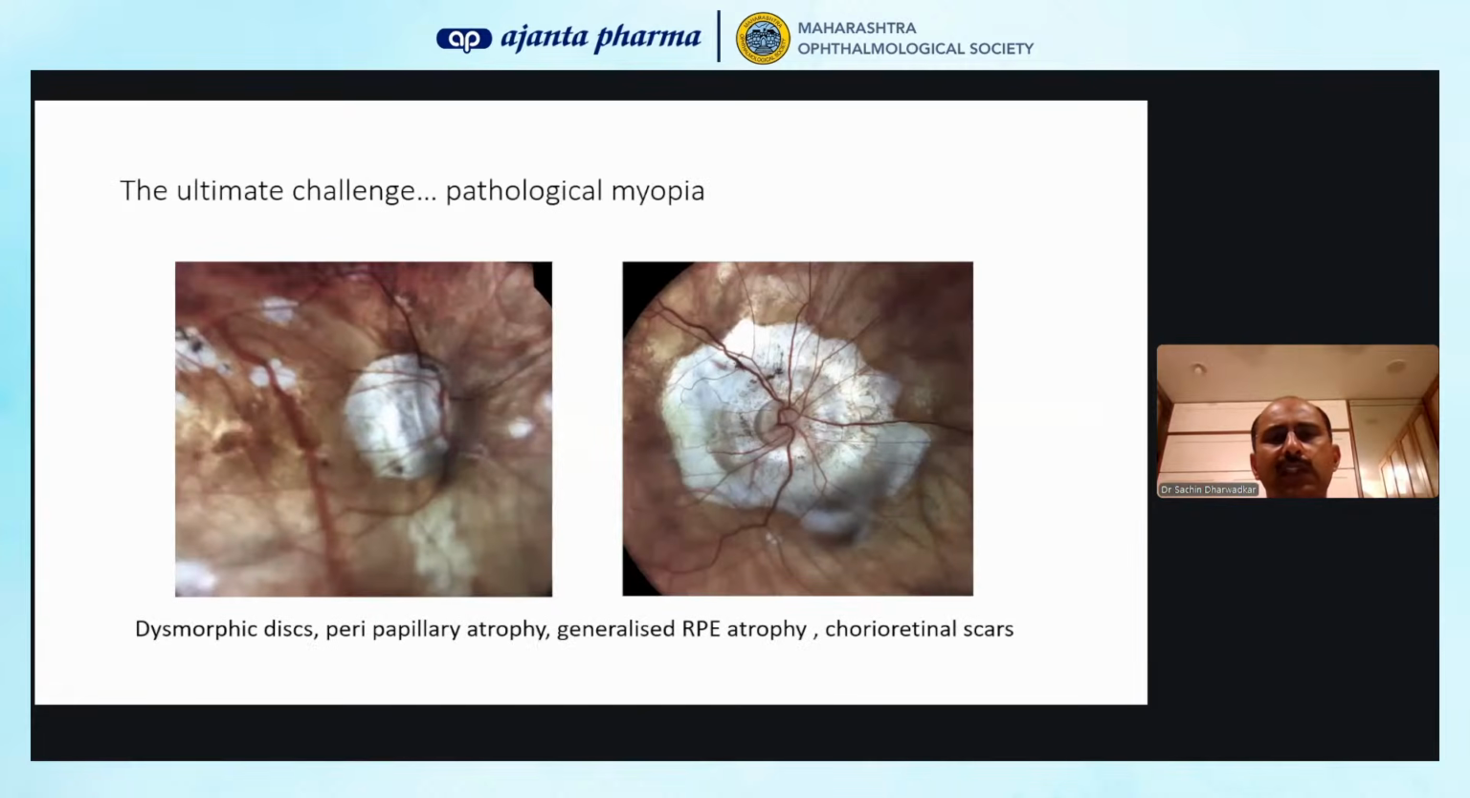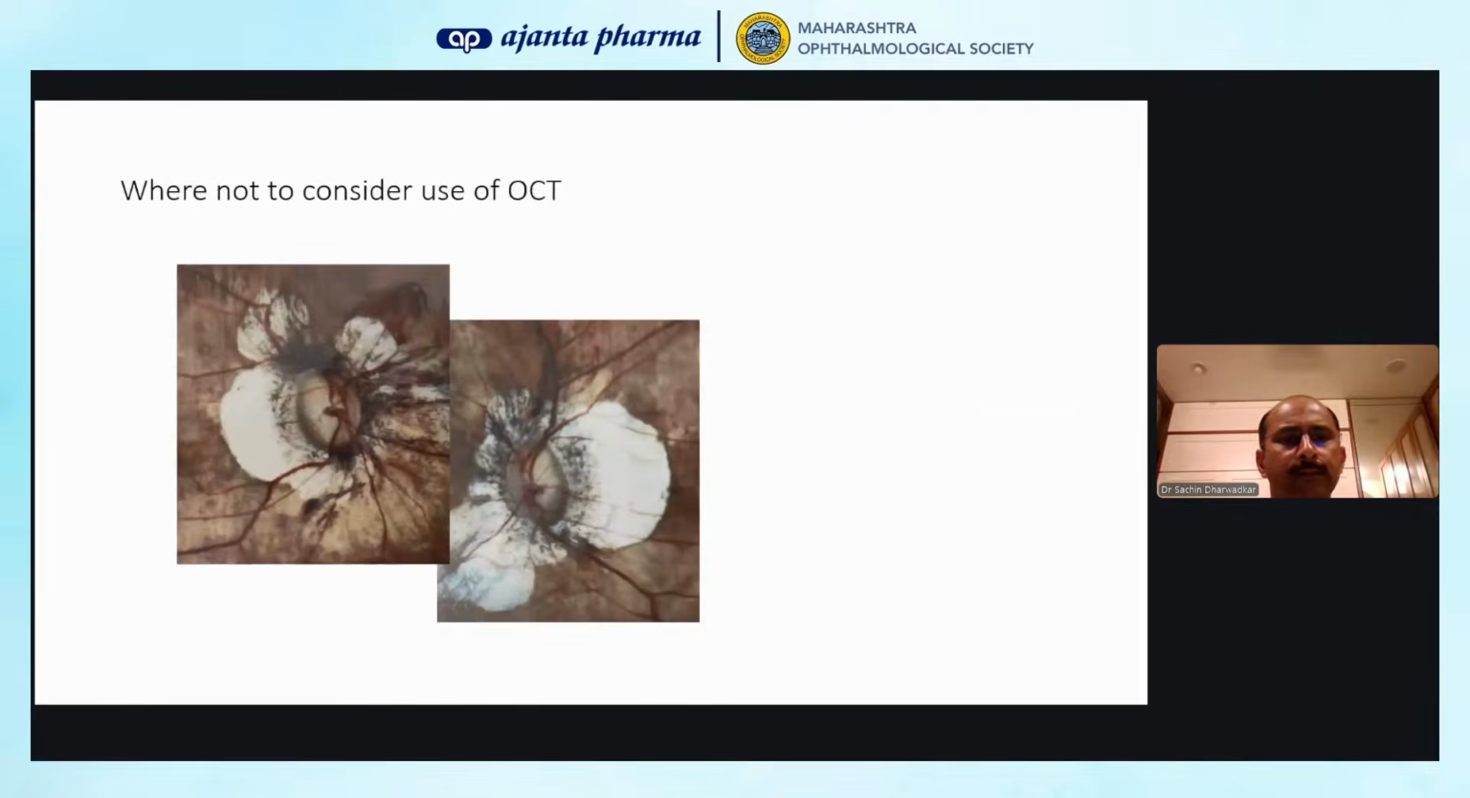You can have the ultimate challenge of pathological myopia. In these cases, the O of OCT should not come into the picture, because you cannot image these kinds of eyes. So these cases do well only on the basis of perimetry, and perimetry well done can help a lot. So when not to consider the use of OCT is in eyes where you have a peripapillary atrophy or a staphyloma extending well beyond your optic disc margin, or when the disc size is a megalopapilla which is extremely big.